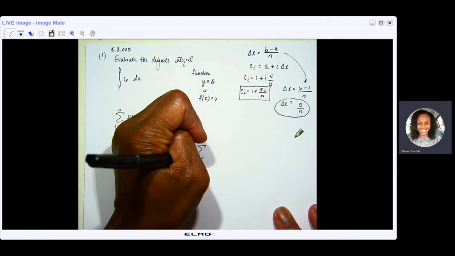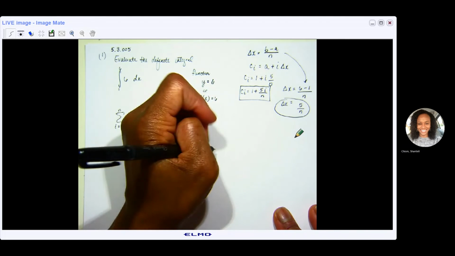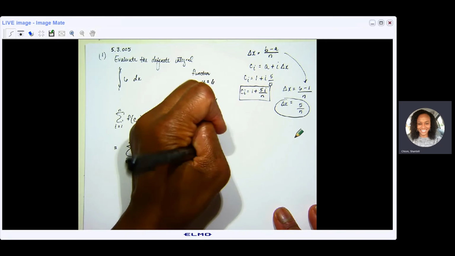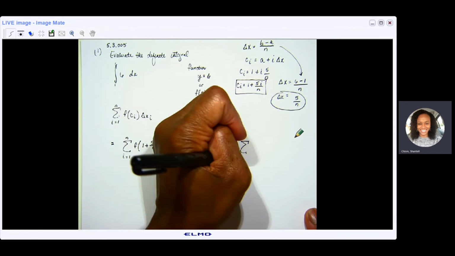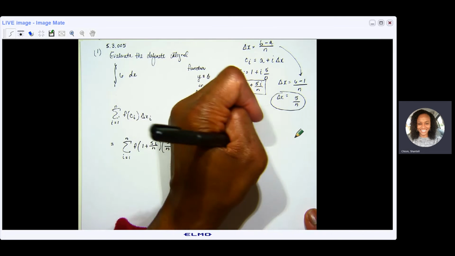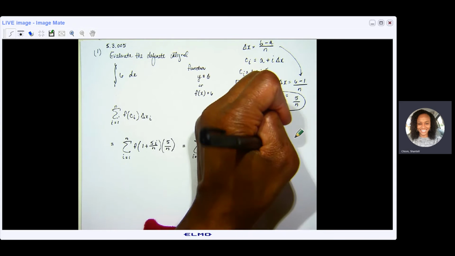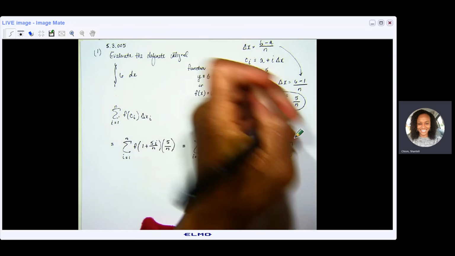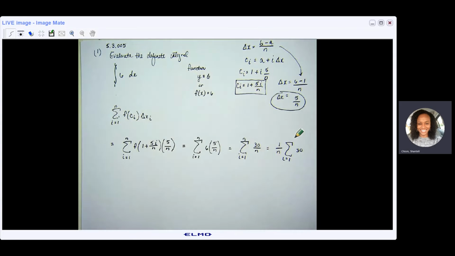So the sum from 1 to n of 6 times 5 over n equals the sum from 1 to n of 30 over n, since 6 times 5 is 30. And then I'm able to pull that n that's on the bottom away from the 30 and put that in front. And then I just have the sum of a constant. And remember, we know how to deal with that.